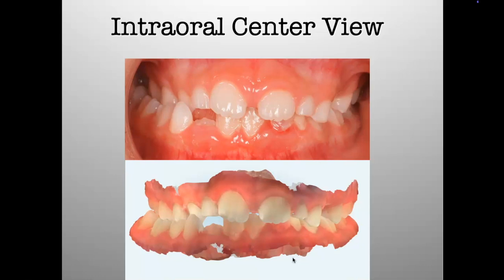So what is standing out to you in these photos? What are some things that you notice? What's that? Yeah, so crossbite. Now, from everything we've looked at so far, why do you think this patient has a crossbite? Yeah, most likely a maxillary transverse deficiency, right?